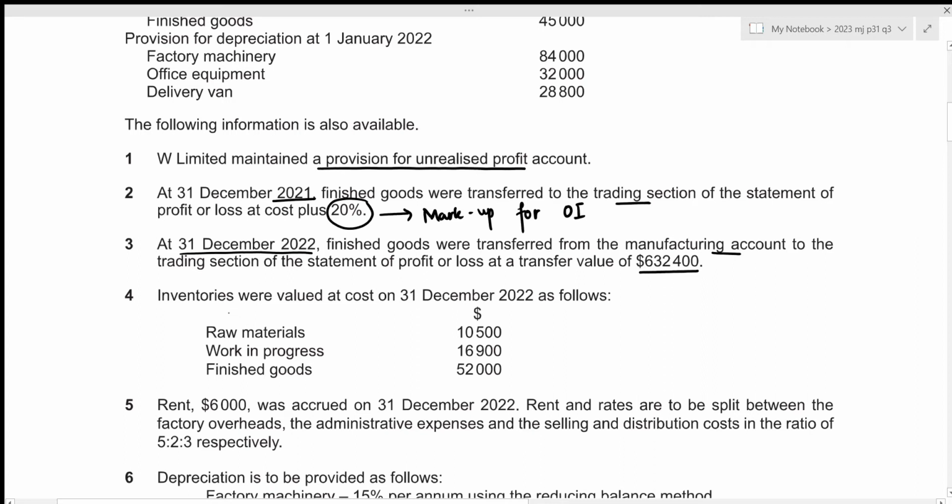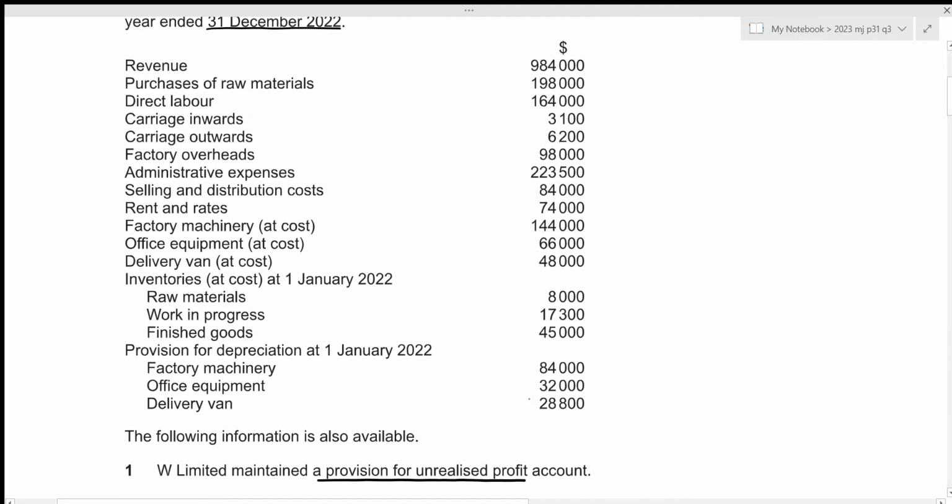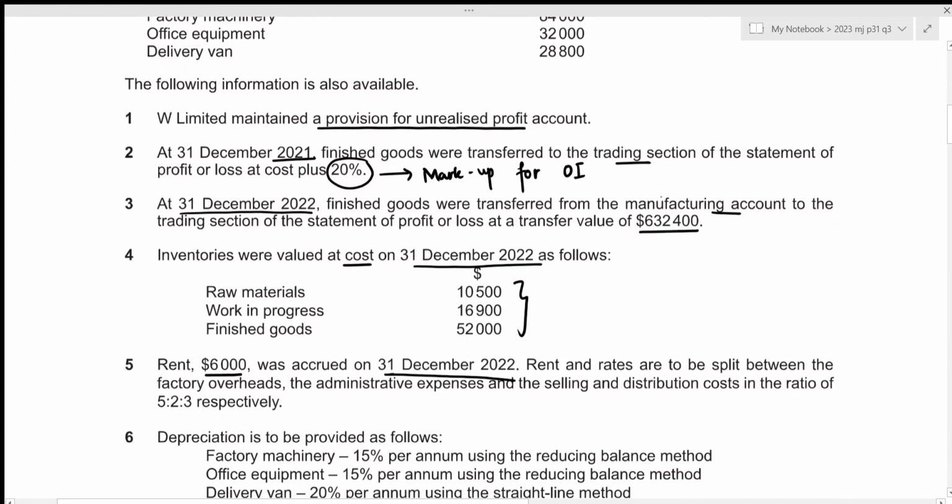We're also given information regarding inventories. These were valued at cost on 31st December 2022, which means that these do not include our profit. Then rent of 6,000 was accrued on 31st December 2022. So we need to add it to the rent. So we have rent and rates right here. That's 74,000. We need to add extra 6,000. So that gives a total of 80,000. That's our total rent and rates.